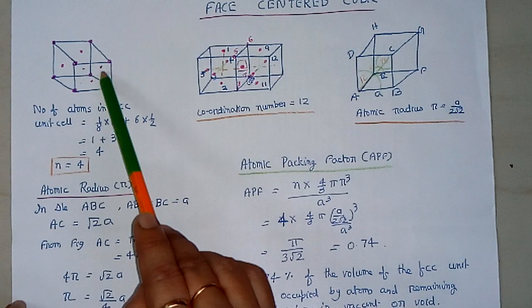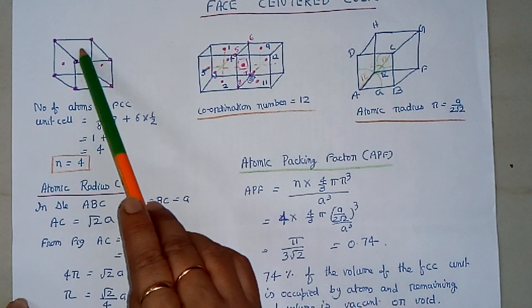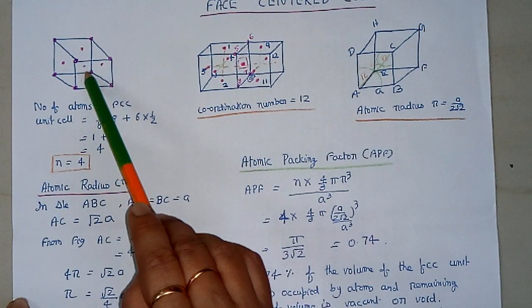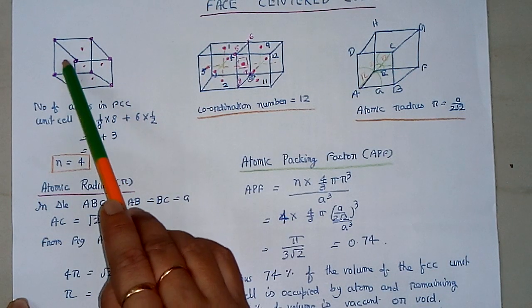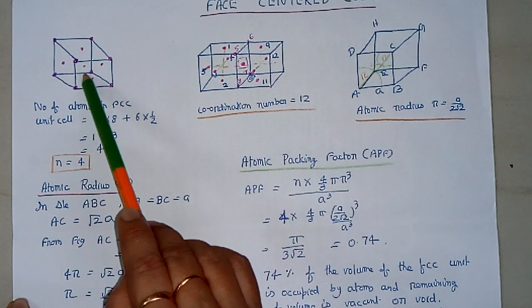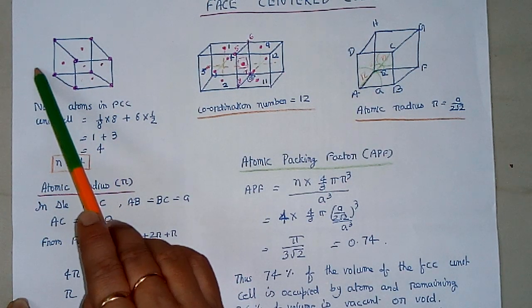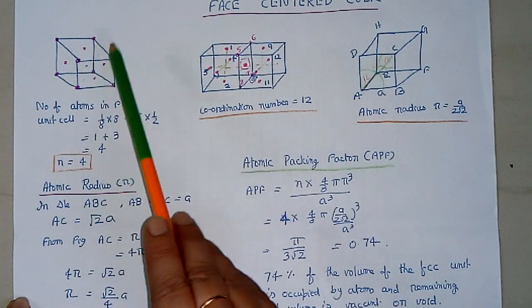Suppose this is one of the face atoms, one atom is at the center of the face, and this is contributing towards this cube, and also towards this opposite unit cell. Similarly, this atom on this face is shared by this unit cell and also by one unit cell which is lying this side. Okay. So each face atom is contributing half of the atom towards one side.